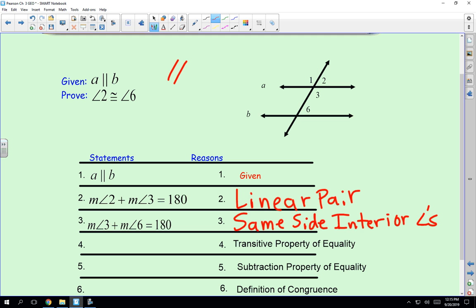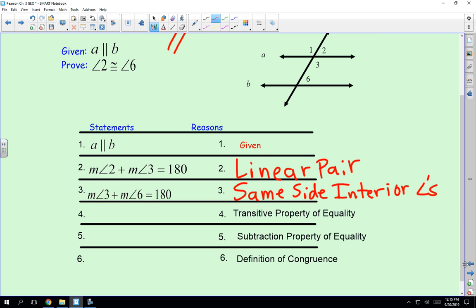And two things equal to the same thing, what do we do with them? Yeah, set them equal to each other, so you kind of know the format of the rest of this proof here. So we have measure of angle 2 plus measure of angle 3 equals measure of angle 3 plus measure of angle 6, by the transitive property. And then subtract out the measure of angle 3 from each side. When you do that, you have measure of angle 2 equals measure of angle 6, and then angle 2 is congruent to angle 6.